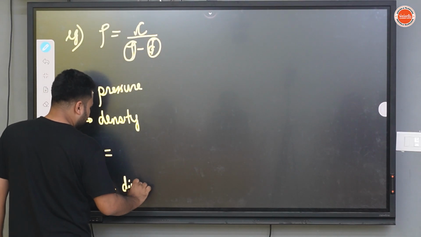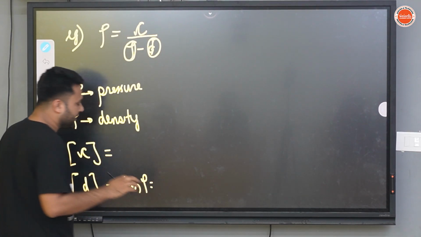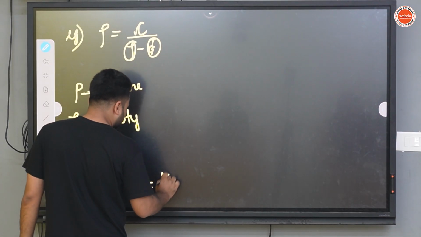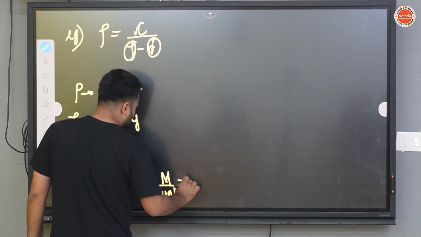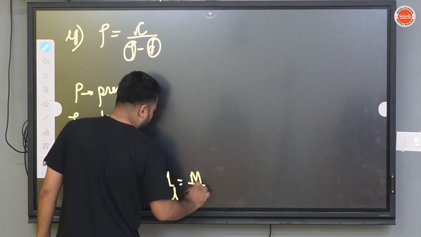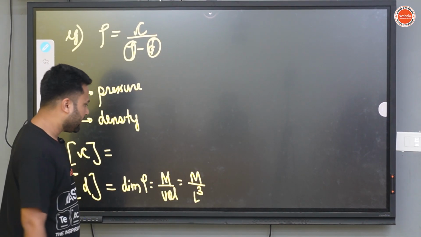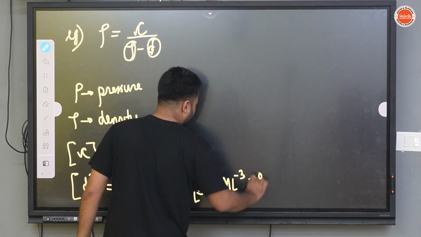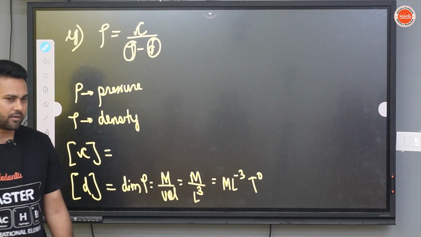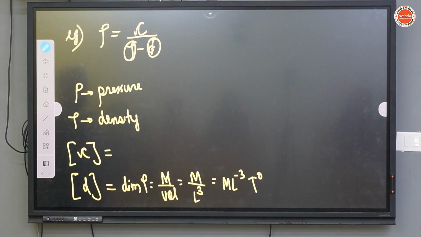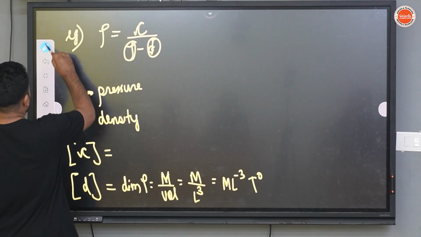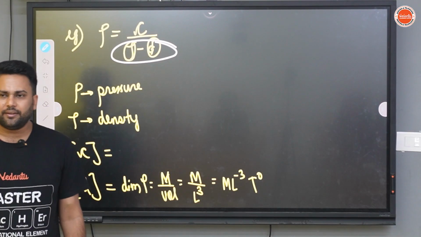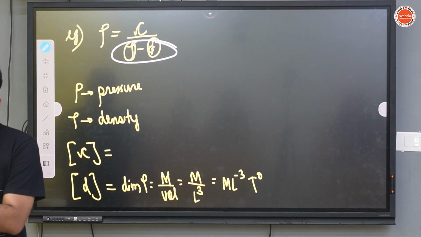What is the dimension of density? Think of any formula: density is mass by volume. So mass by volume, you can write L cube. Correct. So M L to the power minus 3 T to the power 0. Acha, this complete term will have the dimension of density only. Density minus density, so density.